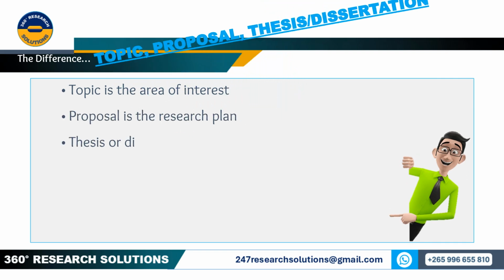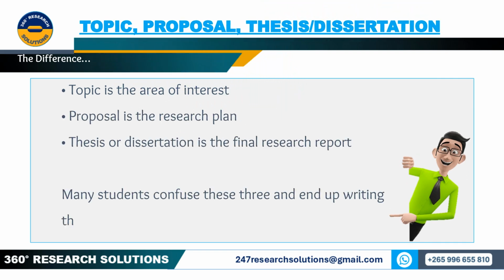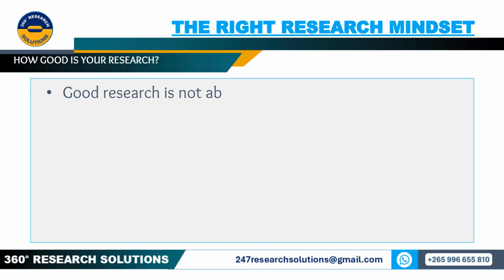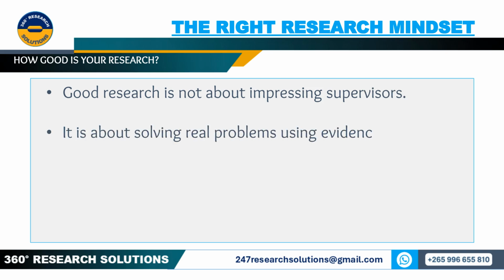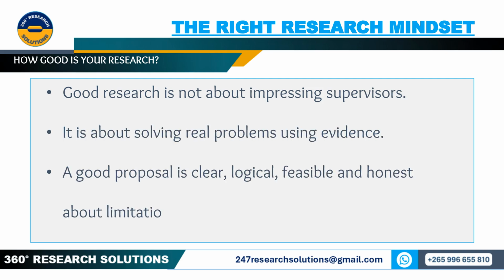Do not confuse the three. The topic is the area of interest, the proposal is the research plan, and the thesis or dissertation is the final report. The right research mindset is crucial. Good research is about solving real problems using evidence. A good proposal should be clear, logical, feasible, and honest about limitations.